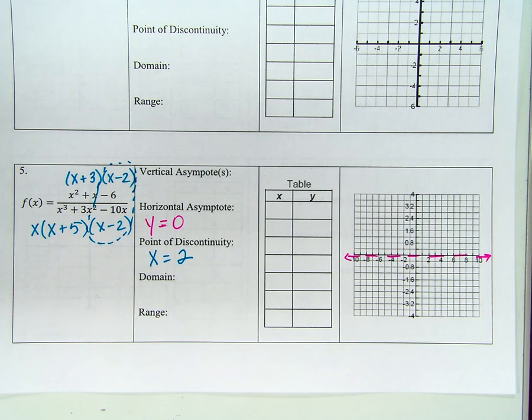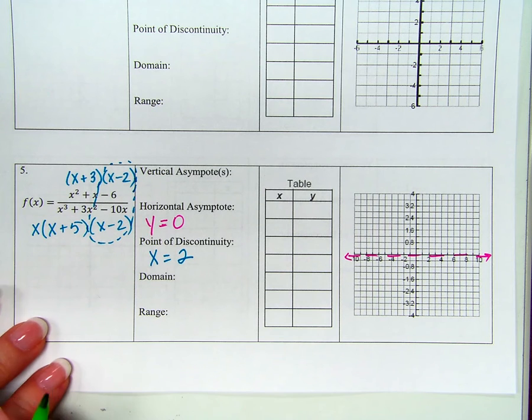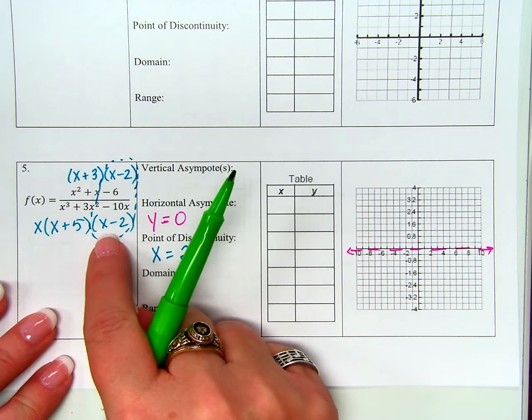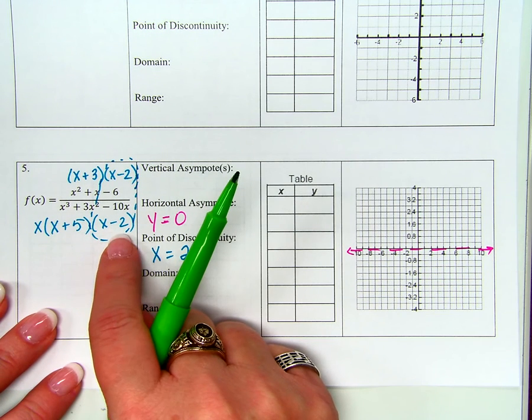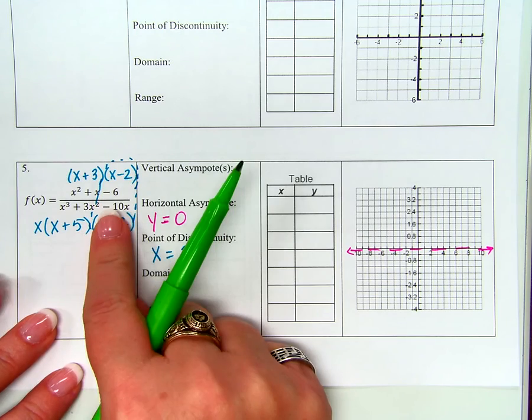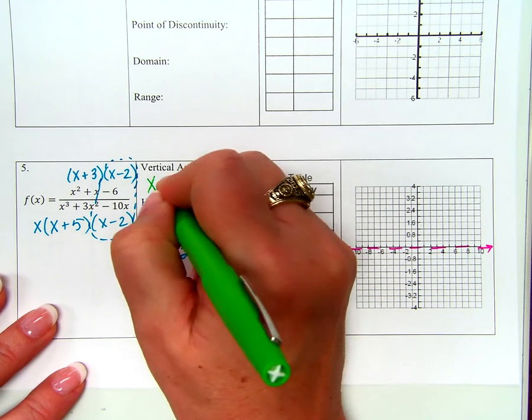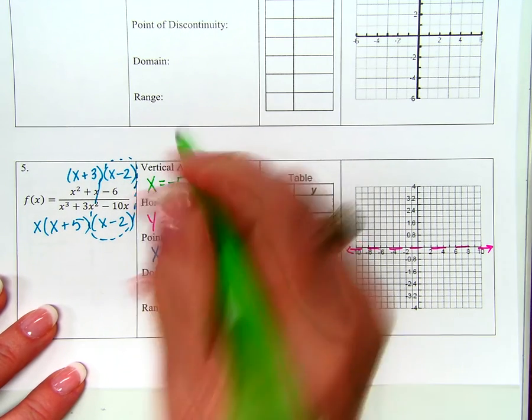What's left? Vertical asymptotes. Where are they? In front of the x. Don't you look in front of your x? Set the denominator equal to 0. So do I set this one equal to 0? No, I already took care of that with the discontinuity, right? So do I set this equal to 0? So x equals negative 5.